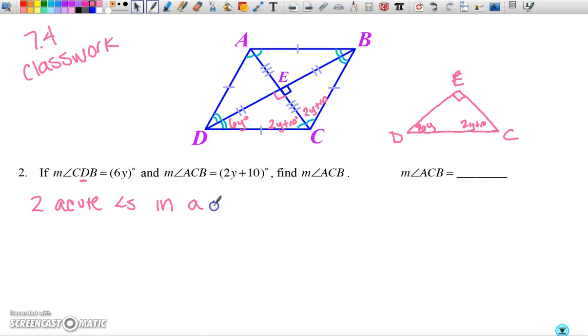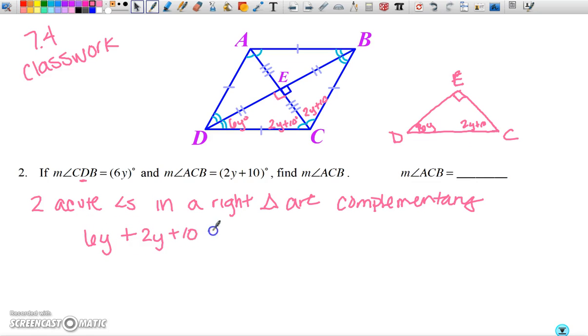And we're going to use the properties of a right triangle and say the two acute angles in a right triangle are complementary. So what that means then is we can take those two measurements, add them together, and set it equal to 90. So 6y plus 2y plus 10 equals 90, giving you 8y plus 10 is equal to 90.